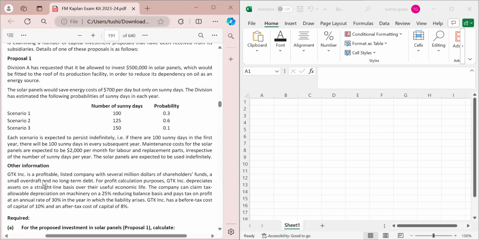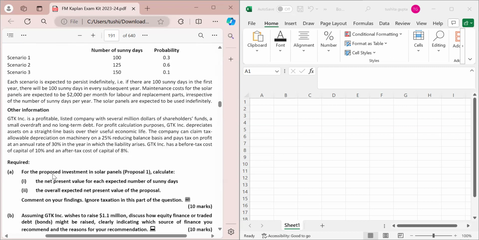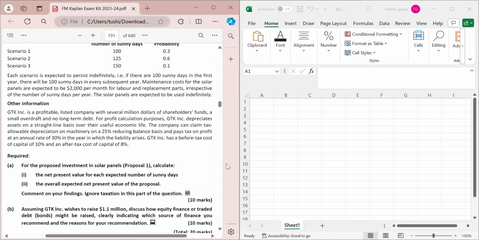Now let's have a read at the scenario again. You have to calculate the NPV for each of the expected number of sunny days. So let's put our workings for each of the scenarios. Scenario 1, scenario 2, and then scenario 3. So these are all our scenarios.